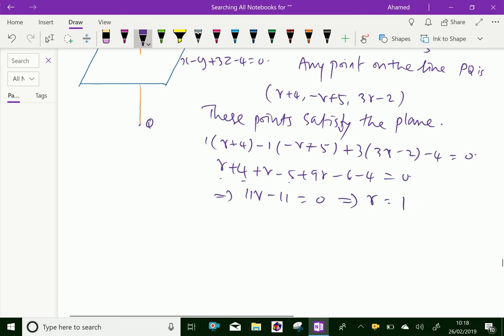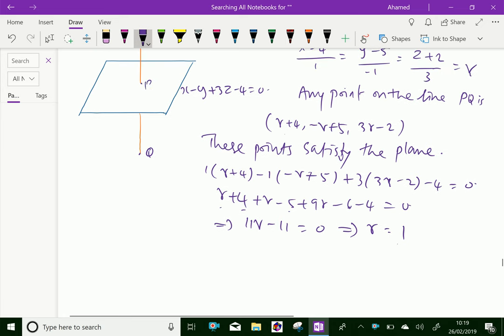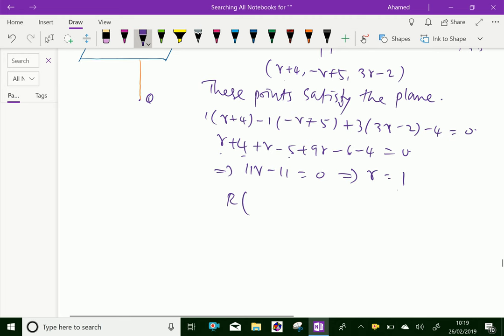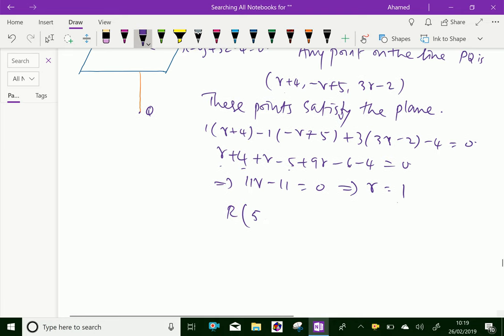Which gives r equal to 1. We put the value r equal to 1 in the coordinate points here. Suppose any point on the line, let this point be r. Therefore, the coordinates of r: r plus 4, with r equal to 1, is 5; minus 1 plus 5 is 4; and 3 into 1 is 3, minus 2 is 1. So this is the point r (5, 4, 1).